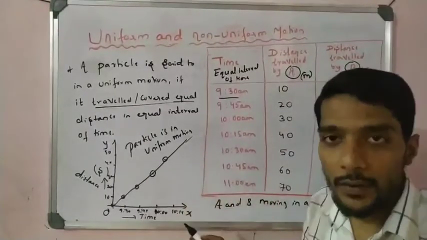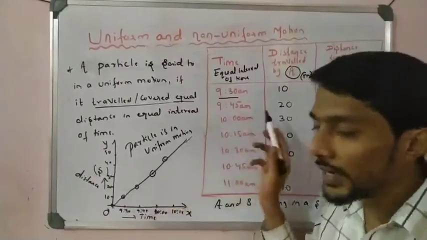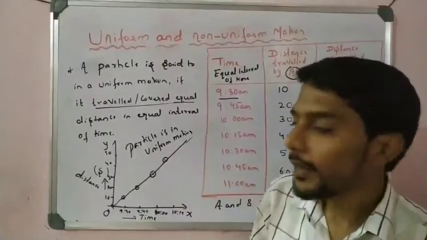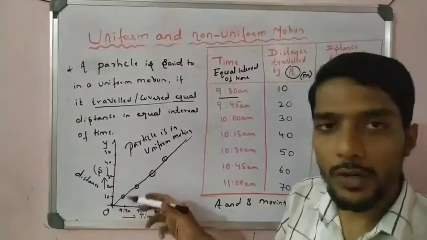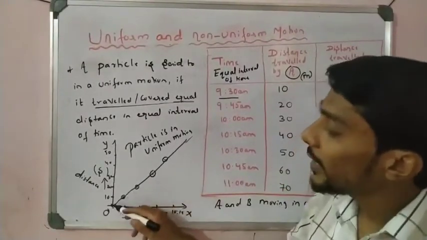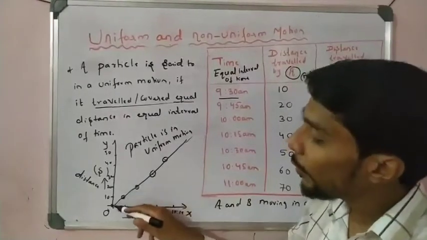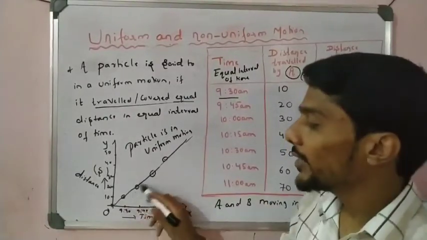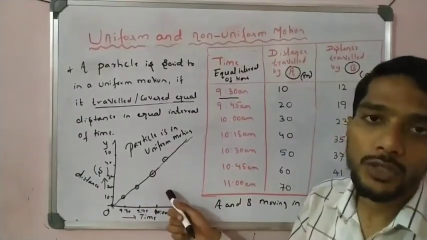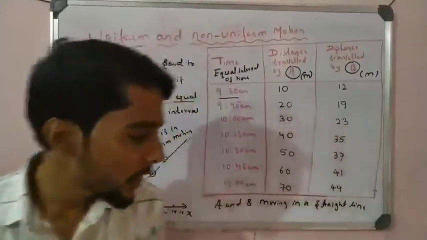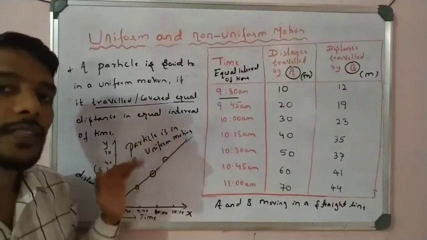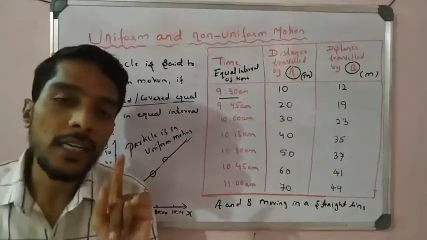Whenever you get an exact straight line which passes through the origin, that is called uniform motion. Sometimes it may not pass through the origin, it may start at 10 or 20, not 0, but whenever the line is straight, when we join all the points, all the points lie on the same straight line, that is called uniform motion. In the examination they give such graphs and ask which type of motion the particle shows. If you observe an exact straight line with all points on it, we say it is a uniform motion.